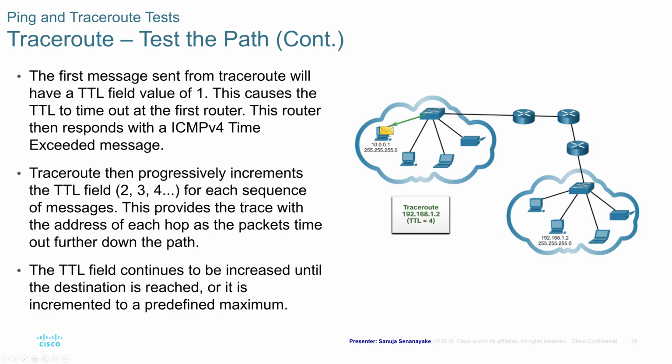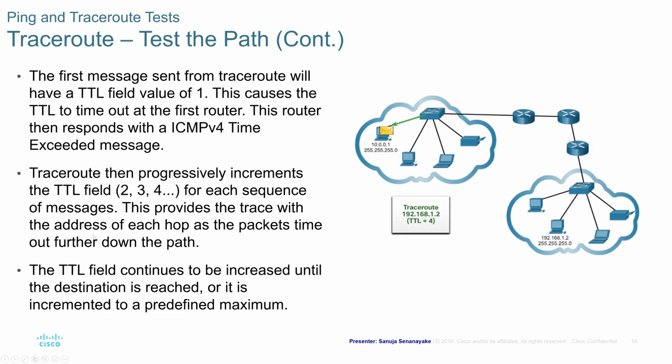So the very first message that traceroute sends will have a time to live field value of 1, but the next message will have 2, 3, 4 as it increments through the TTL field. This provides traceroute with the address of each hop as the packets time out further down the path. The time to live field continues to be increased until the destination is reached or it is incremented to a predefined maximum.